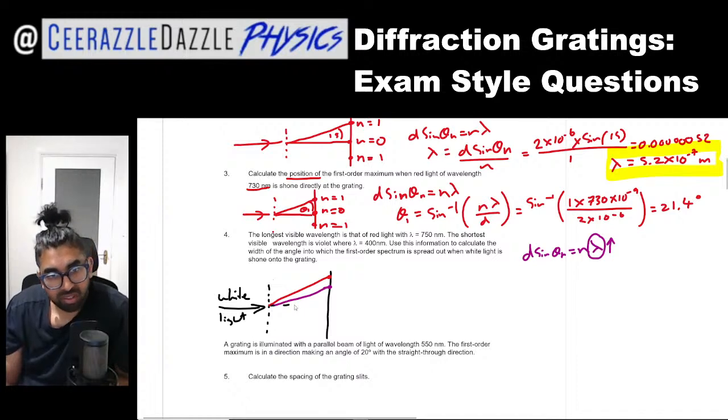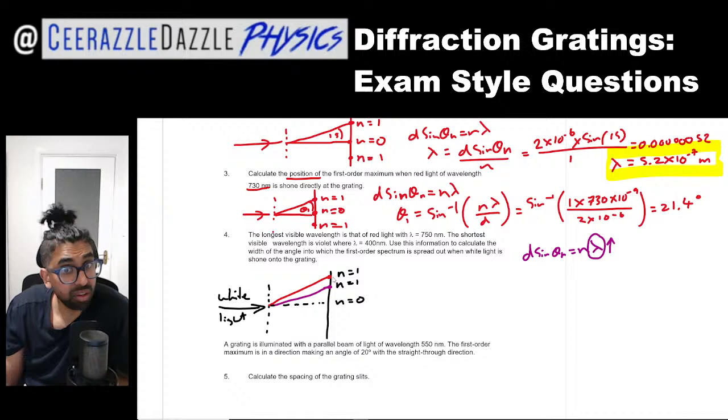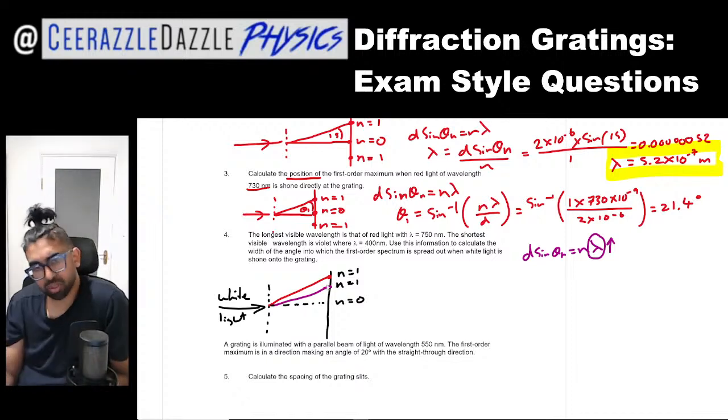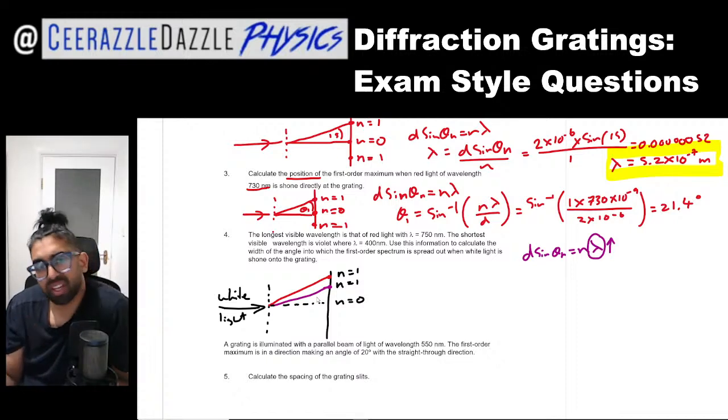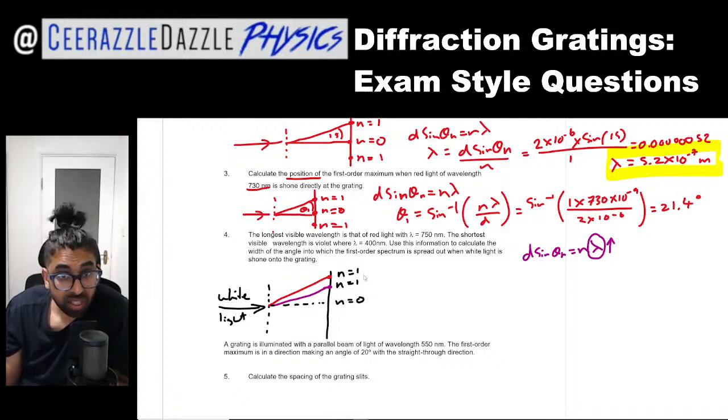So obviously there's still the central maxima over here where n is equal to 0. This is going to be n is equal to 1 for the violet, and this is also going to be n is equal to 1 for the red. So don't forget that's the reason why we have 2 for the same order, because red light diffracts by a certain amount, and obviously the violet light diffracts by a certain amount. The question's asking you, what is the spread of this? The spread of the first order spectrum.